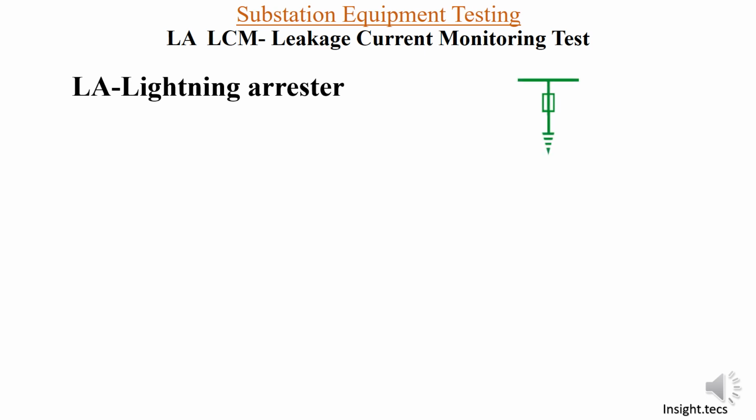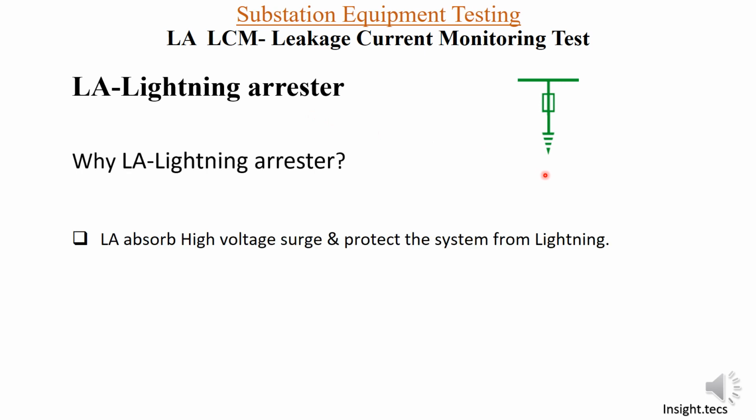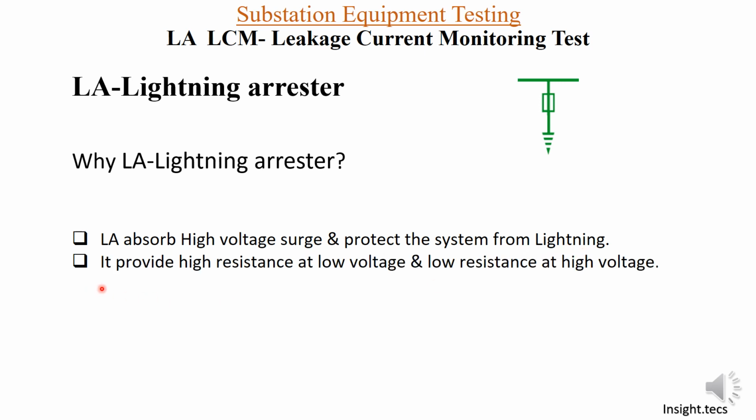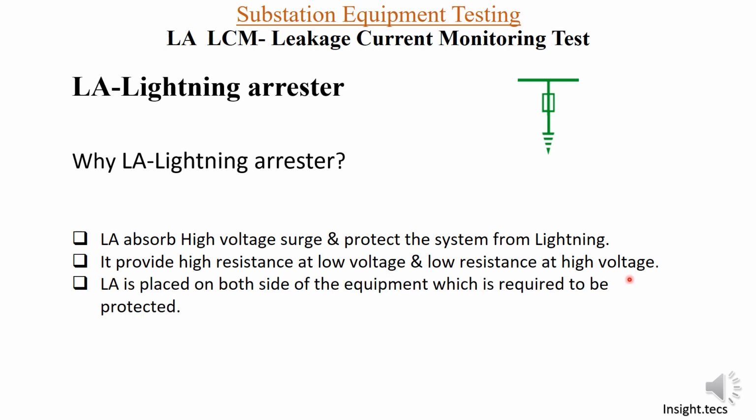So friends, this is the symbol of lightning arrestor LA that is used in single line diagrams to represent a lightning arrestor in power system. So why is LA used? As the name suggests, it arrests the lightnings. Basically LA absorbs high voltage surges and protects the system from lightning. It provides high resistance at low voltage and low resistance at higher voltage.